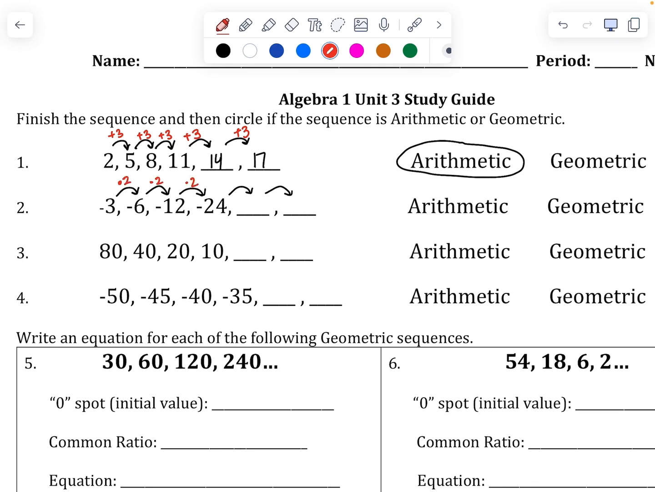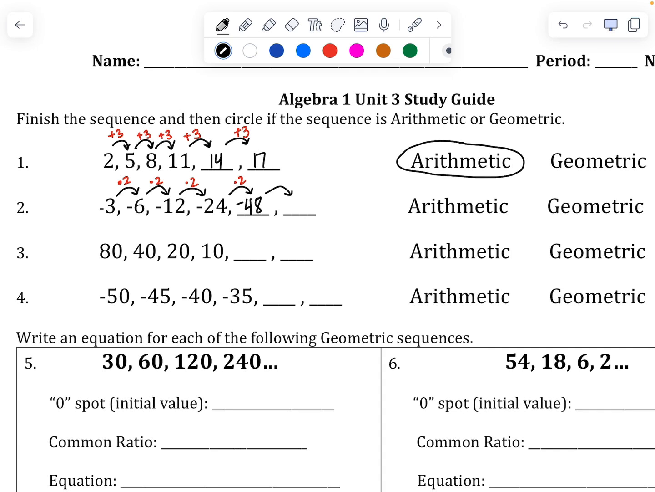Very good job. And let's check his work, right? Negative 3 times 2. Yep, that makes negative 6. Negative 6 times 2, that makes negative 12. And negative 12 times 2, that makes negative 24. Negative 24 times 2, that is a negative 48. Negative 48 times 2, that is a negative. Plug it into your calculator.